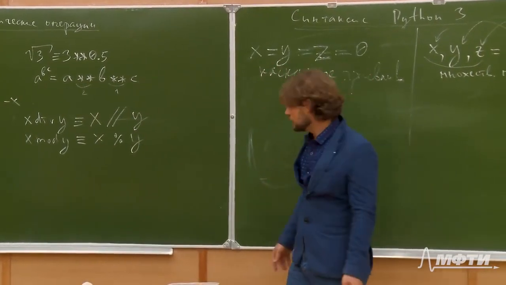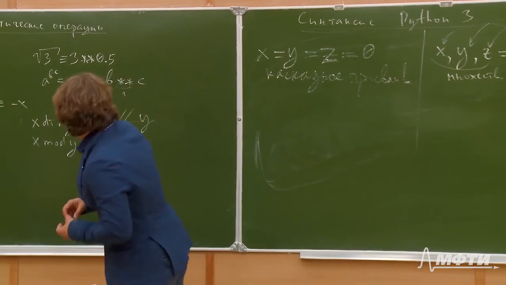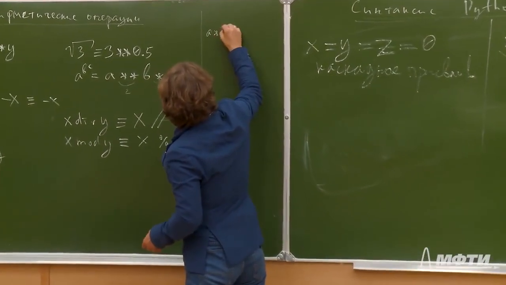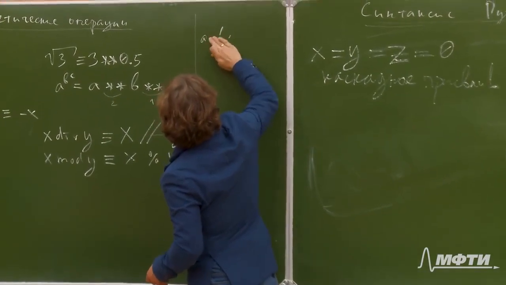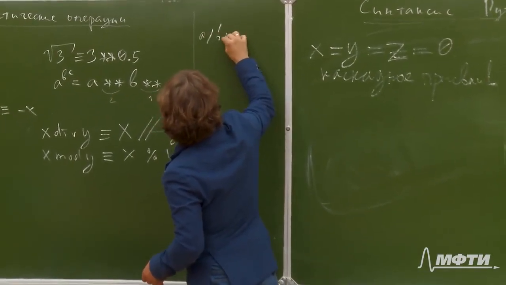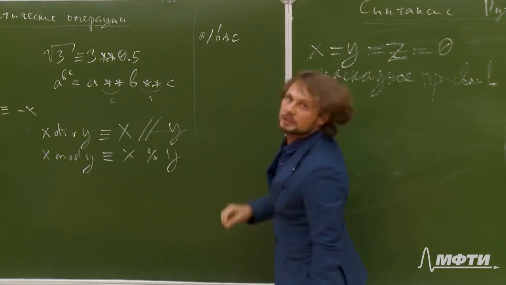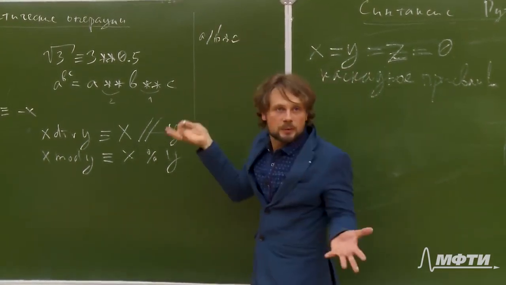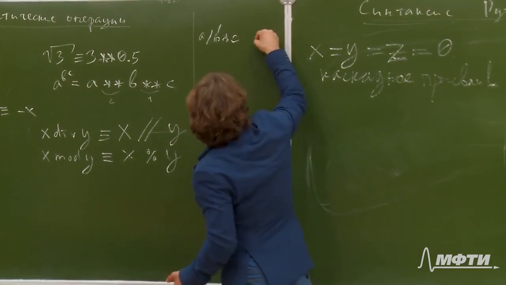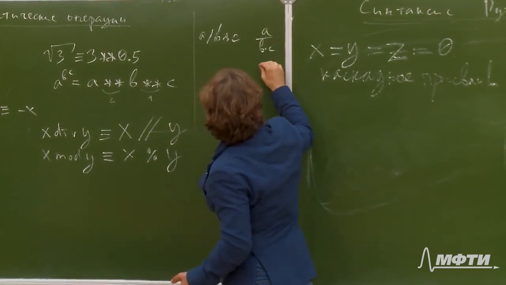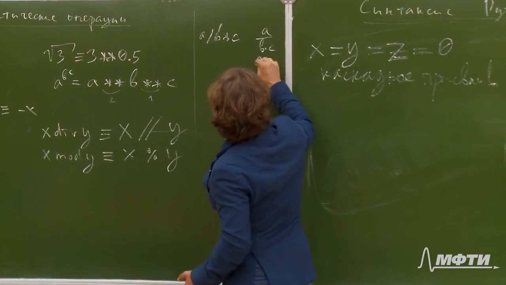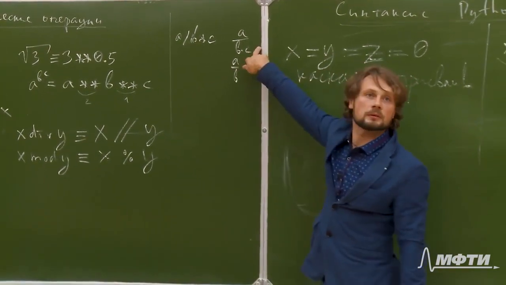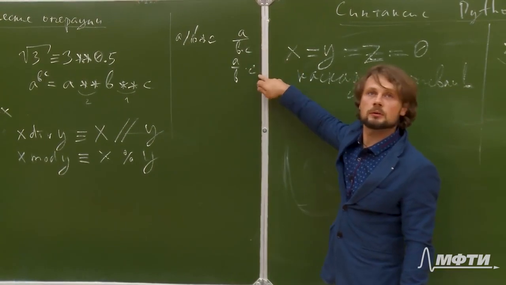That is, if you want to interpret an expression, for example, a multiply by b divide by c, then its interpretation looks like this. There are two ways of perceiving this, yes. It's like a divided by bc, yes, or a divided by b multiplied by c. Who is for the first option? Who is for the second option?